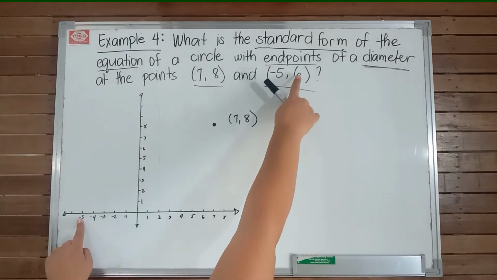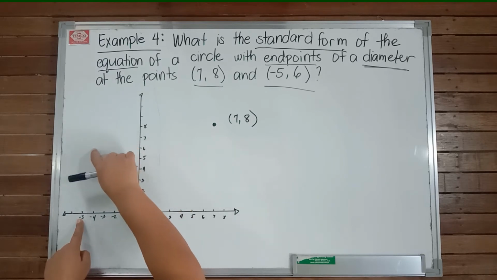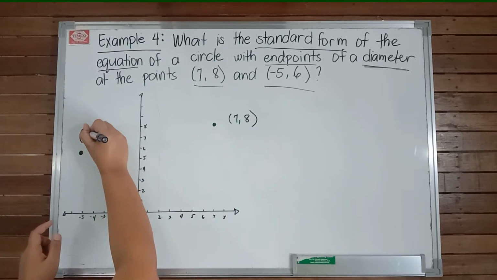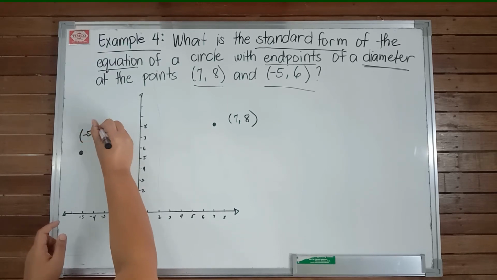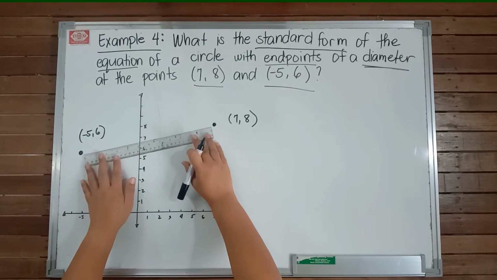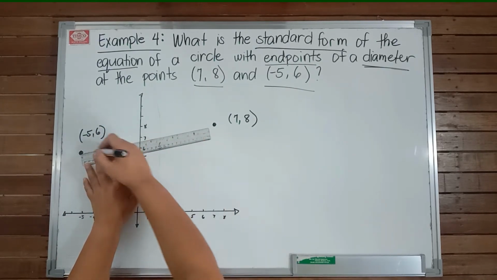So, plotting the points 7, 8, and negative 5, 6. To show the length of the diameter, we have this one. Ayan. So, ginraph ko siya para mas makita ninyo kung papaano yung haba ng diameter ng circle.